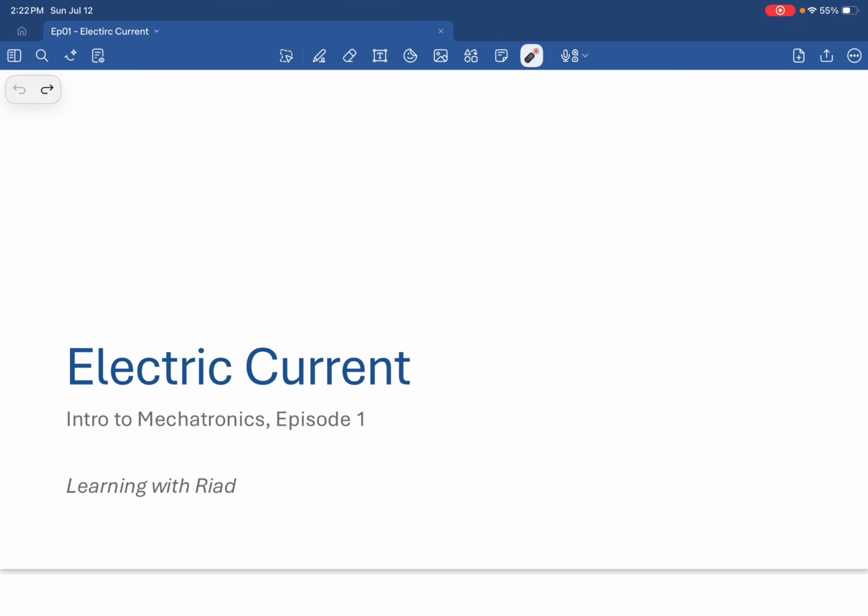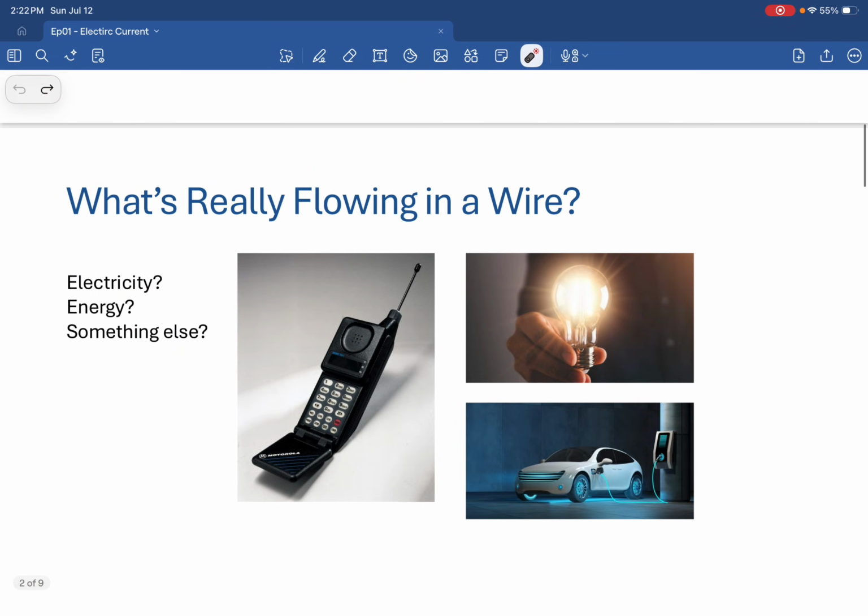Let's understand why it's happening and what electric current is. Now the question is: have you ever wondered what is actually flowing through the wires, through the circuit? Is it electricity? Is it energy, or is it something else?